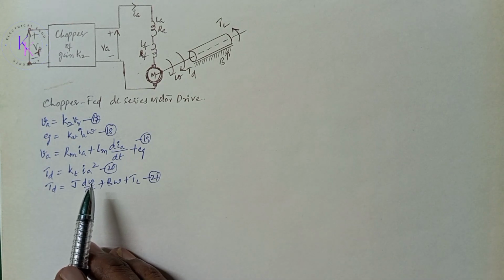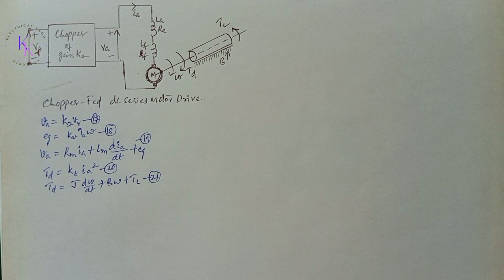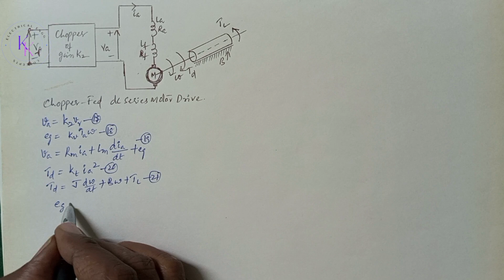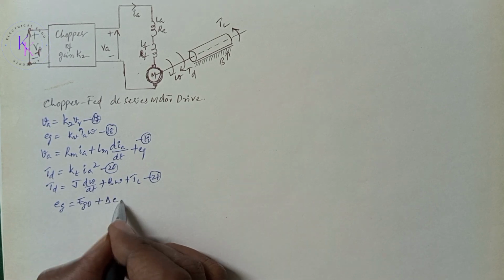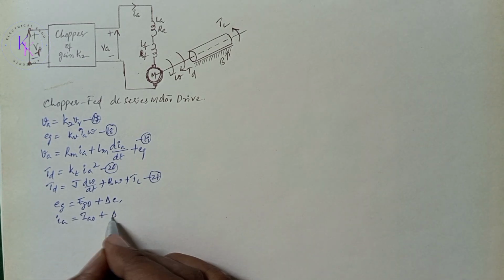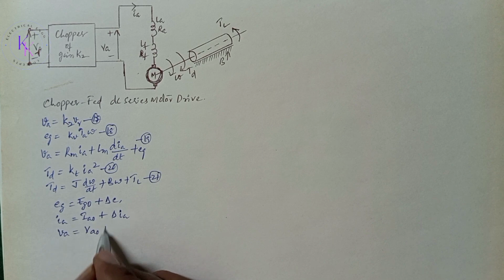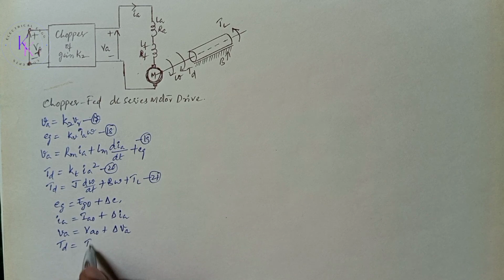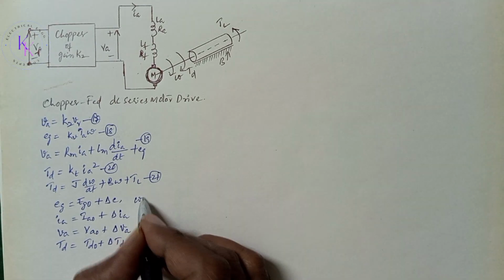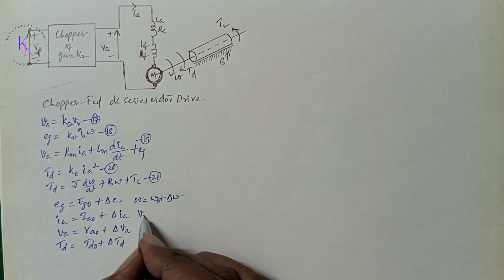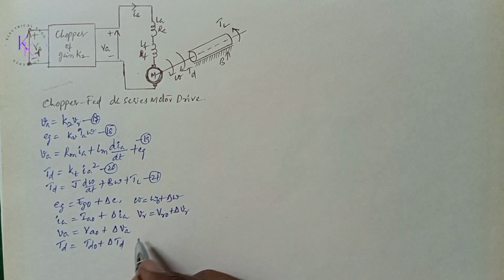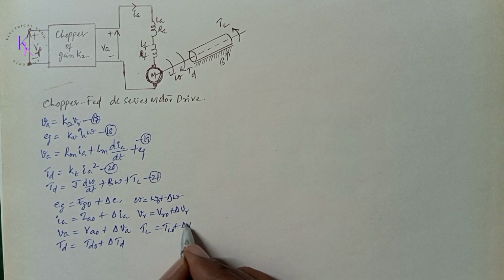Equation 20 contains a product of variable type non-linearities, and as a result the application of the transfer function technique would no longer be valid. However, these equations can be linearized by considering small perturbations at the operating point. Let us define the system parameters around the operating point: Eg equals EG naught plus delta Eg, Ia equals Ia naught plus delta Ia, Va equals Va naught plus delta Va, Td equals Td naught plus delta Td, omega equals omega naught plus delta omega, Vr equals Vr naught plus delta Vr, TL equals TL naught plus delta TL.